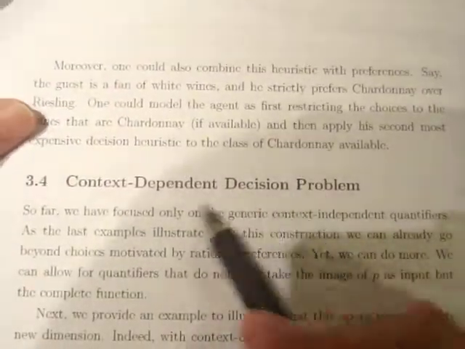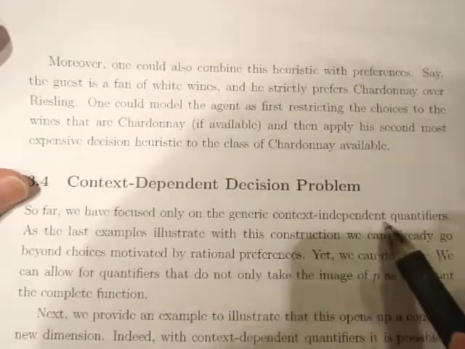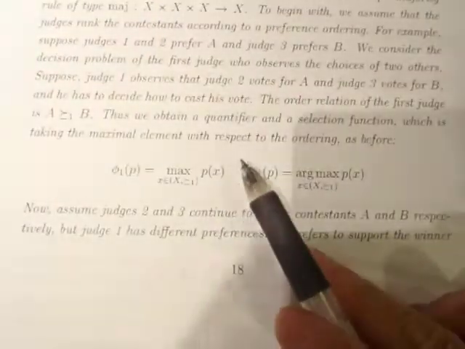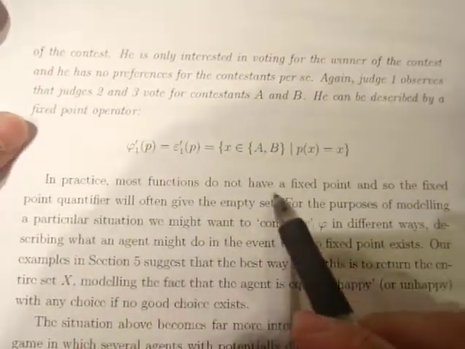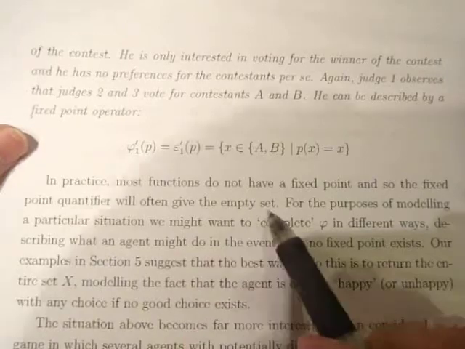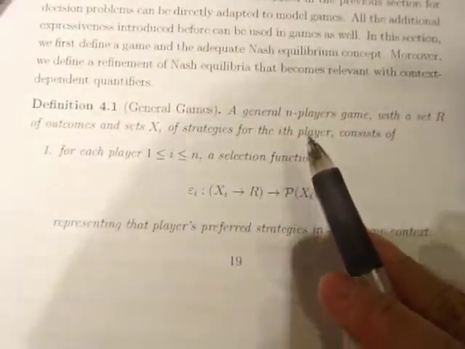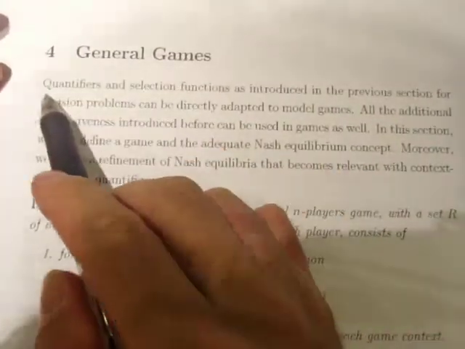Context dependent the discrete problem so far focus the context independent quantity. So the context representation perform. In practice, most functions are not fixed point or fixed point quantity with empty sets. General games quantity section function of previous section form.